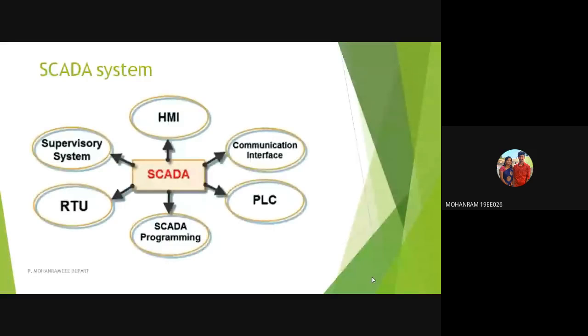Next is the SCADA system. I told you SCADA is a system which comprises the HMI, human machine interface, and the communication interface, that is transferring data between the SCADA and the sensors, valves, etc. in those systems, and PLCs and SCADA programming, and RTUs, remote terminal unit or remote telemetry unit, and the supervisory system, which is nothing but monitoring the entire process of the industry. So next.